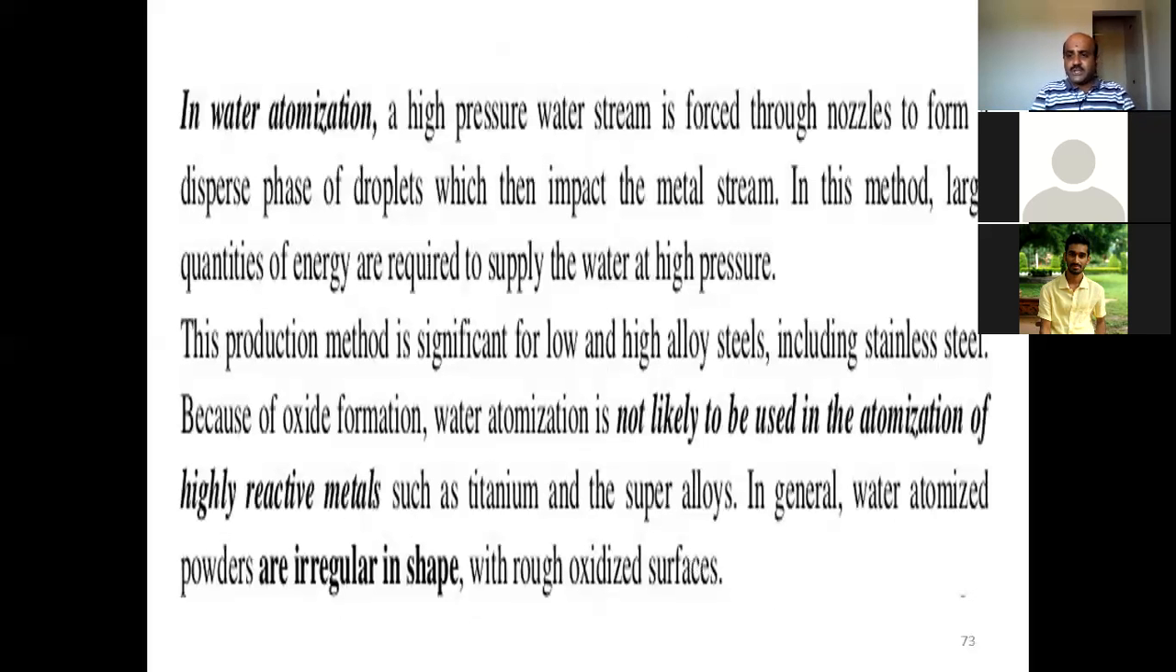So in water atomization, the high pressure water stream is forced through the nozzle to form a dispersed phase of droplets which can impact the molten stream. In this method, large quantities of energy is required to supply the water at high pressure. This production method is significant for low and high alloy steels, including stainless steel.